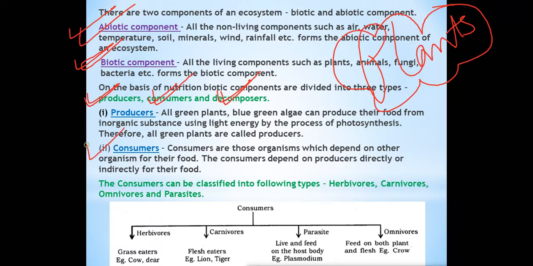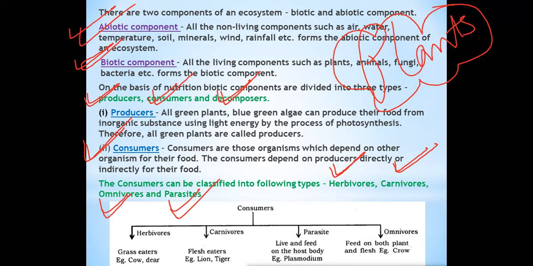Next is consumers. So what are consumers? Consumers are those organisms which depend on other organisms for their food. Consumers depend on producers directly or indirectly for their food. Means all the consumers like animals, humans, we all are dependent on plants for the food. We all are dependent on producers for the food. So consumers are of four types. So what are the four types of consumers? Herbivores is the first one. Then we have carnivores, then we have omnivores, and at last we have parasites.